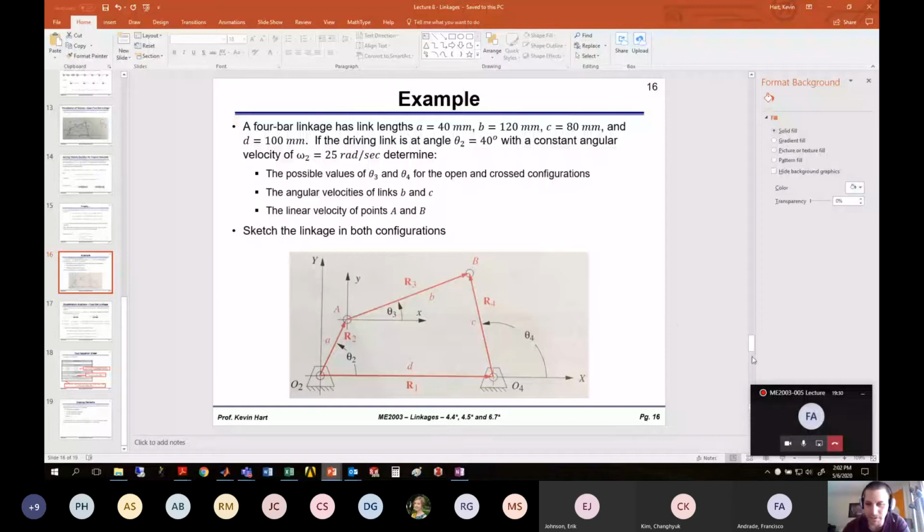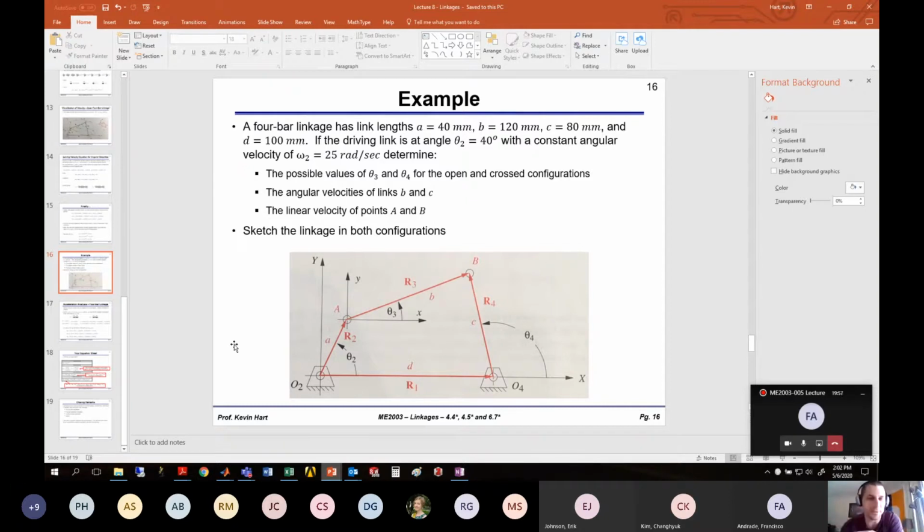All right, so here's this example problem. I'll give you a second to copy it down, but more or less we're going to be looking at a 4-bar linkage, starting with position analysis and going through the velocity analysis to determine various things. We've got the link lengths A, B, C, and D. We've got a driving link, which is at 40 degrees. And we're told that the first link in the chain is being driven at 25 radians per second. So that is omega 2.